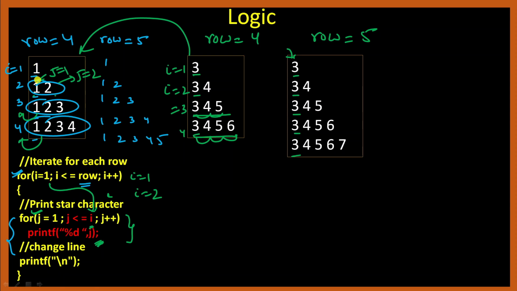See, here in this one, the starting point is 1, right? Whether we give rows as 4 or 5, the starting point will always remain 1. Here also the starting point will remain 3, whether we give rows as 4 or 5. So this is the similarity, right?